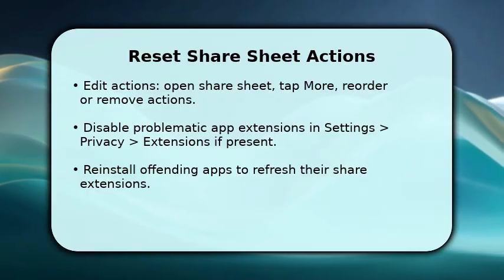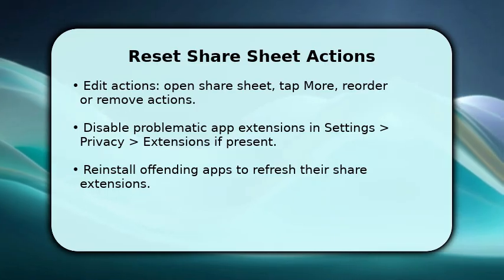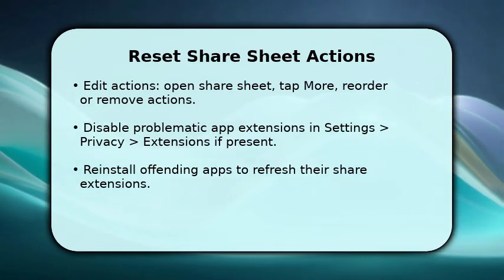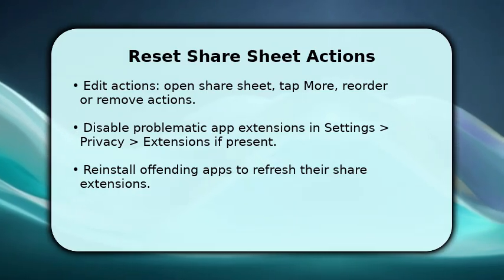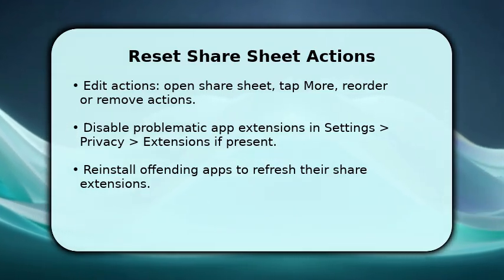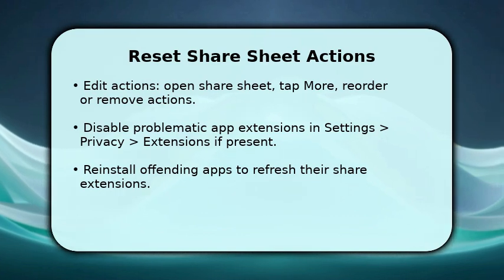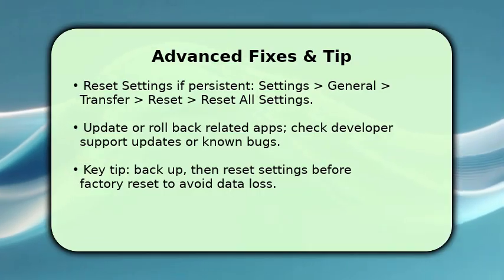If an app's extension is causing trouble, disable or remove that app's share extension via settings where available, then reinstall the app to refresh its extension registration. Make sure to test after each change so you know which action fixed the problem and which one didn't, preventing unnecessary steps.